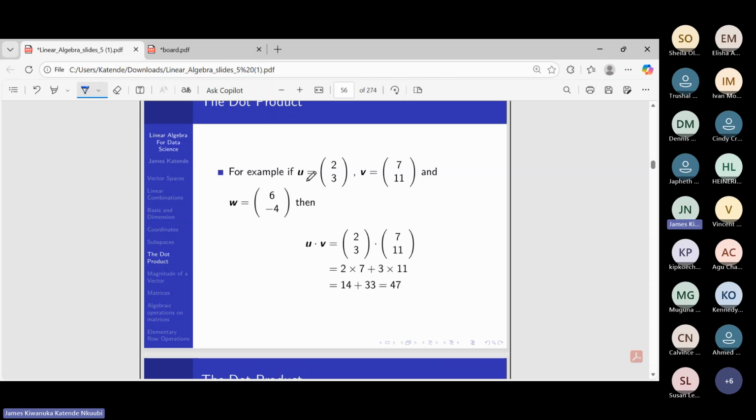If you get u dot v, simply multiply 2 and 7 to get 14, 3 and 11 to get 33, and when you add them, you get 47. So it is one number. The dot product of any two vectors will result in a real number in this case.